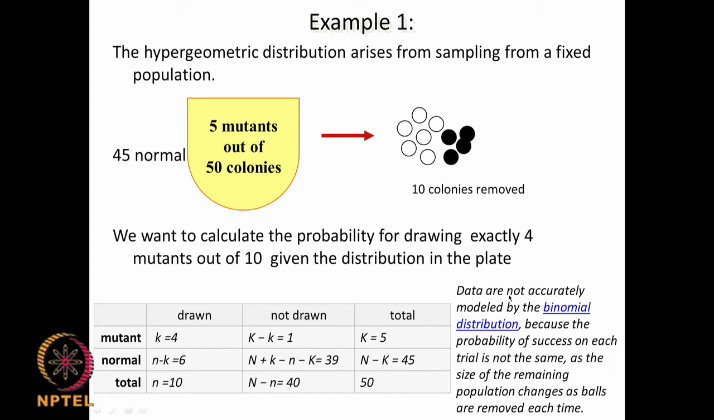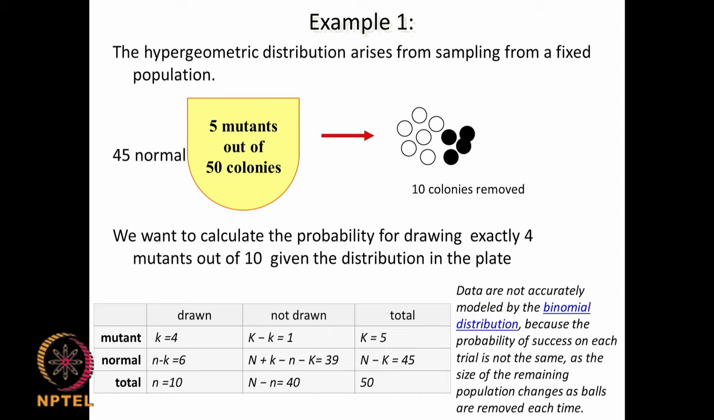So, we cannot exactly model by binomial because the probability of success on each trial is not the same, because we are removing them and we are not replacing them, okay. Unlike a coin, when we toss heads or tails, then again we toss the coin. So, the probability of heads or tails is again 0.5 and so on, okay. Whereas in this case we have removed it and we are not replacing it. So, the probability keeps changing. So, in such a situation you think about hypergeometric distribution. Do you understand the difference, okay.